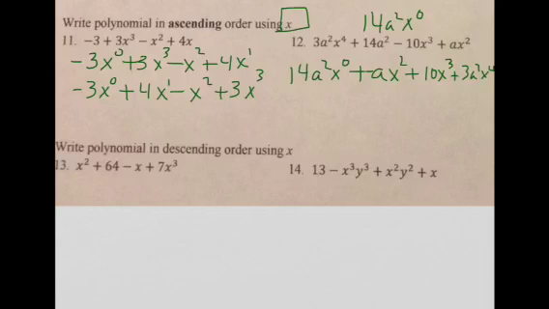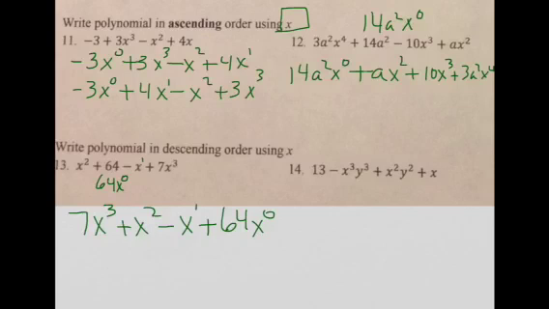Now we're going to do exactly the same thing, but now we're going to do descending order. Descending order means we're going to start with the largest exponent that we have. So we need to look at 64. So 64 is going to be x to the 0. And this is going to be x to the 1. So now everybody has an x. So we're going to go descending order. So we're going to do 7x cubed. And the next one would be plus x squared. The next one would be minus x to the 1. And then it would be plus 64x to the 0.